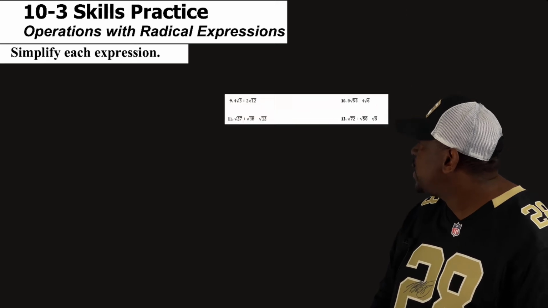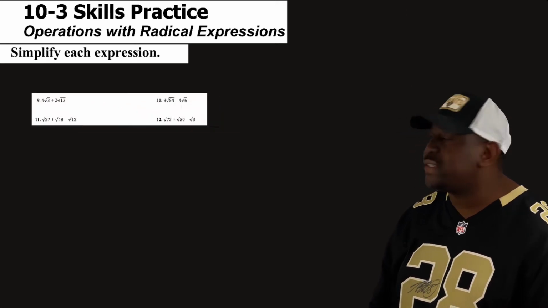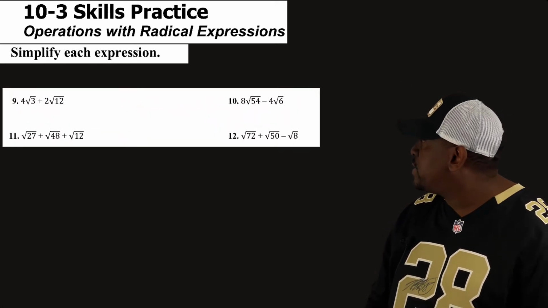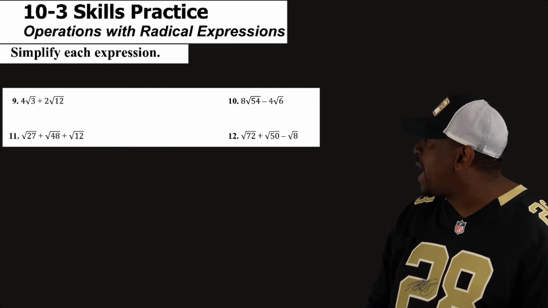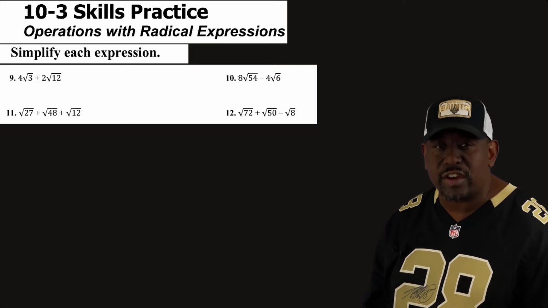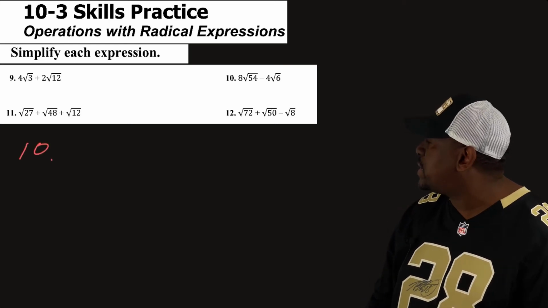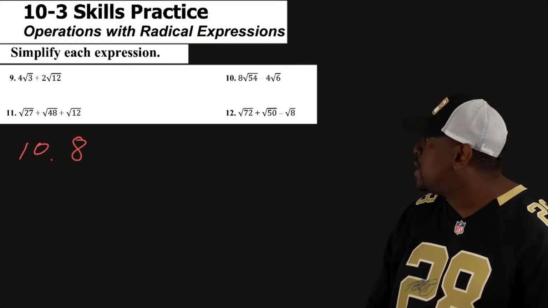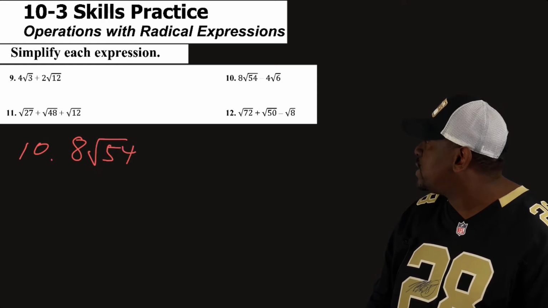Let's see what we do next. Now we go to problems 9 through 12. Again, you have examples of radicals that don't have common radicands. We call the term under the radical the radicand. They have to be common to be able to simplify. So we'll start here with number 10.